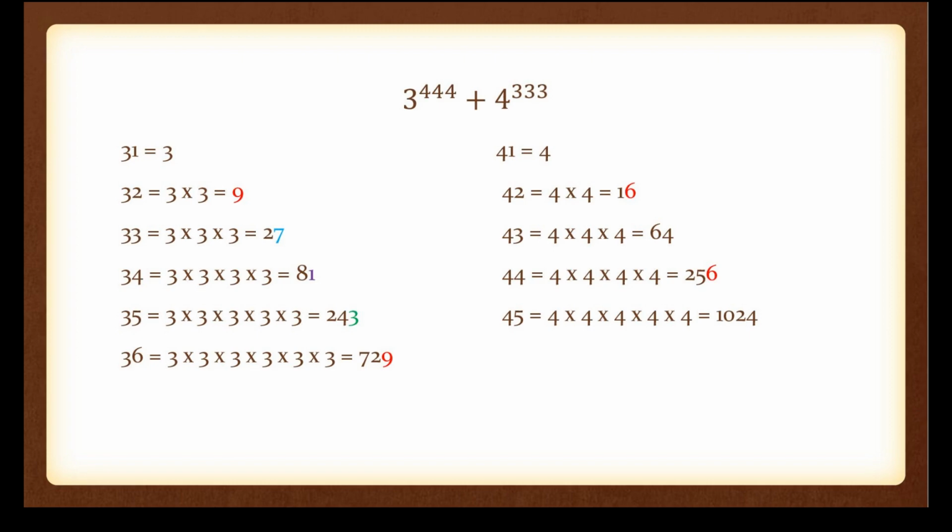I apologize for these numbers not being in superscript, but you can see that the base 3 is going to oscillate between 3, 9, 7, 1, 3, 9, 7, 1. And base 4 is going to just toggle back and forth between 4 and 6. Every fourth one for base 3 is going to end up in a 1. And because 333 is an odd exponent, it's going to be 4. And now we can figure out that this number is divisible by 5.